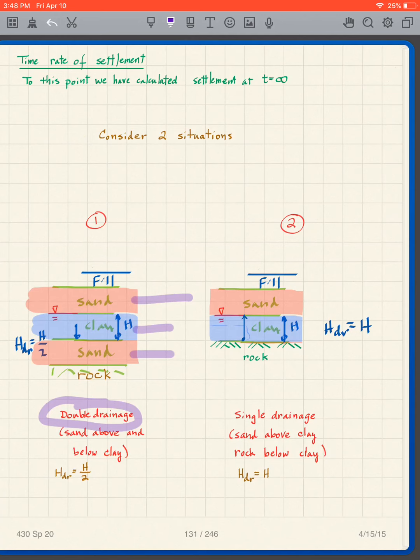It could be a gravel layer above and below the clay layer, but in other words, layers that water can drain into. So that when this clay gets squeezed, the water comes out of the clay, well, the water can go up into this sand, or it can go down into that sand.